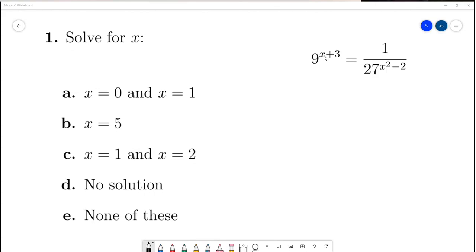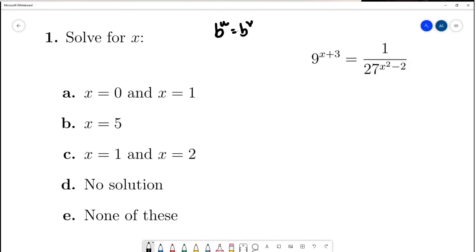We have the equation 9 to the x plus 3 equals 1 over 27 to the x squared minus 2. So I notice that we have an exponential equation because the variables are in the exponent, and the base on each side is a power of 3. So I'm going to use the technique of relating the bases, or a one-to-one property of exponents, to rewrite both sides of the equation with the same base.